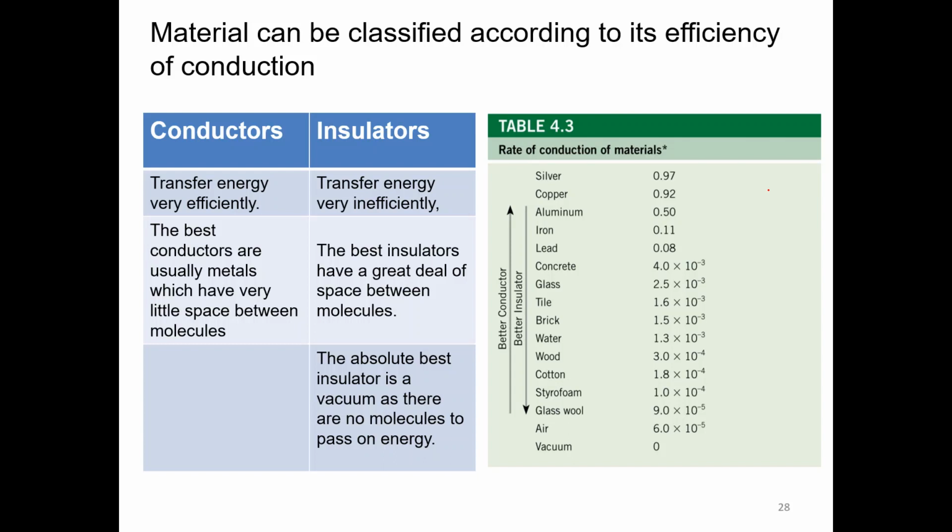The materials can be classified according to how good they are at conducting heat. If they transfer the energy efficiently, they are called conductors, and usually good conductors are metals. The insulators are not good conductors of heat. They transfer the energy of the heat inefficiently.